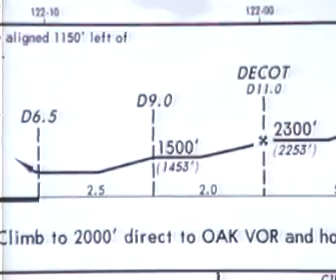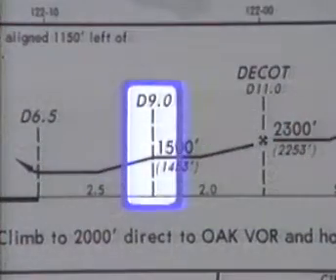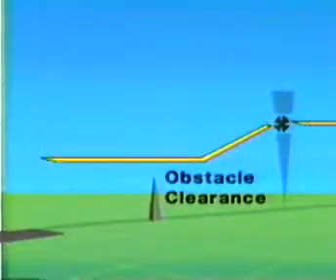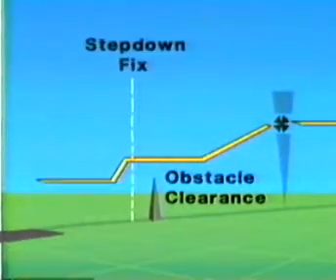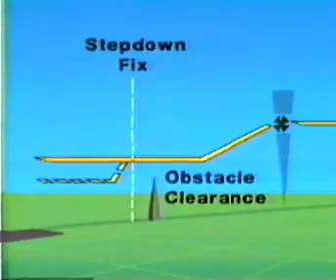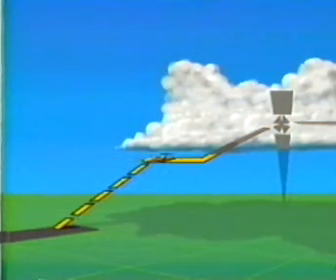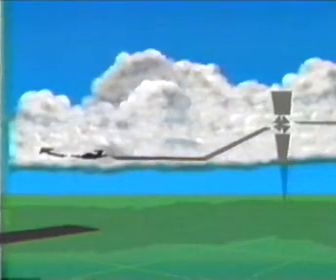Some final approach segments may contain a step-down fix for obstacle clearance purposes. Where a step-down fix is established, you can descend to a lower altitude after you have safely overflown the controlling obstacle as long as you can identify the fix. If not, you must fly at the higher MDA. When you reach the missed approach point, you have two options. Land if you have visual contact, or immediately begin the missed approach.